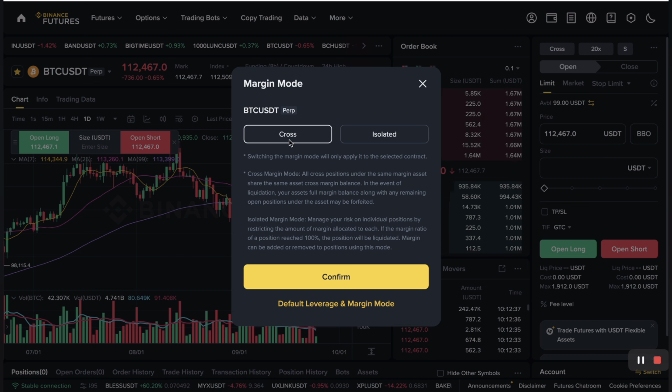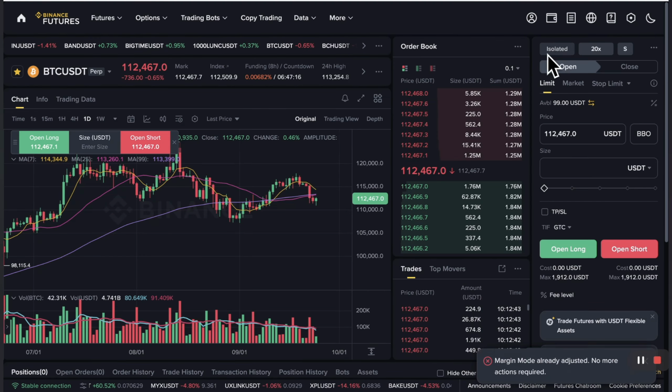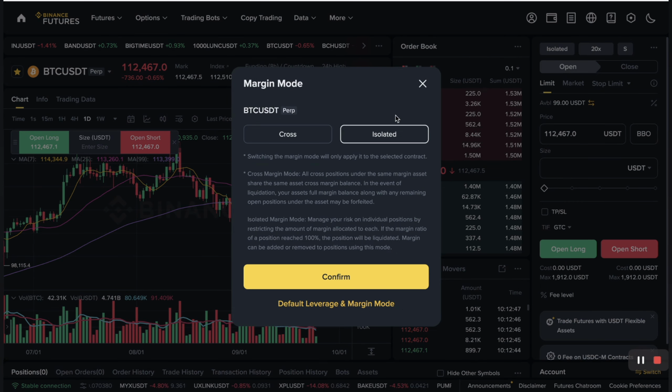So I'm already on cross margin. If you want to use isolated, you just put it on. You just click on confirm like this on isolated. All right, but let me just use cross margin. I'll just risk $10 out of my trade.